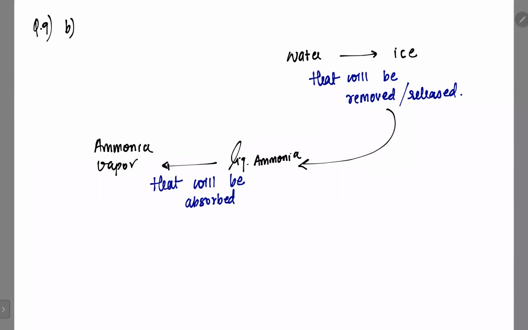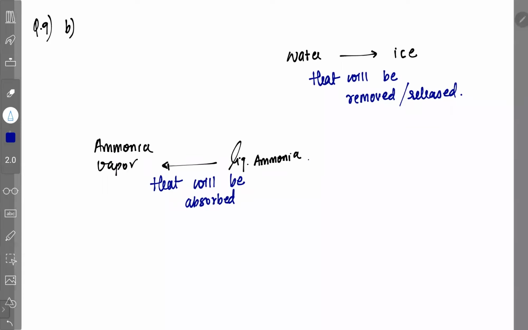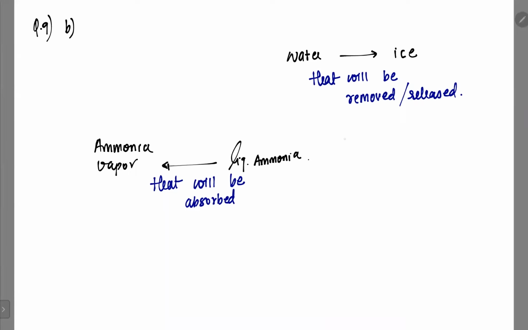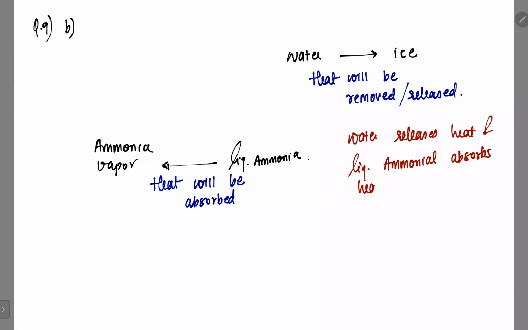Yes. Now the common thing is there has to be something that should connect both the phenomena. Water is releasing heat, liquid ammonia is absorbing heat. So इसका मतलब क्या है? Liquid ammonia ने water में से heat निकाला था. If you look at this carefully, water releases heat and liquid ammonia absorbs heat. What does this mean?